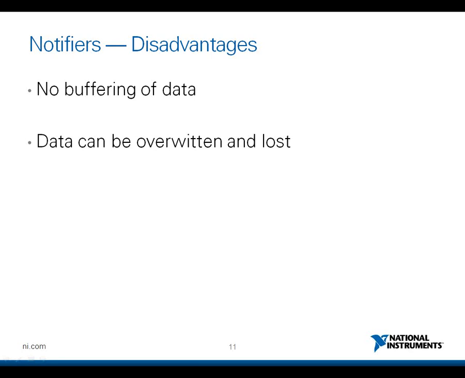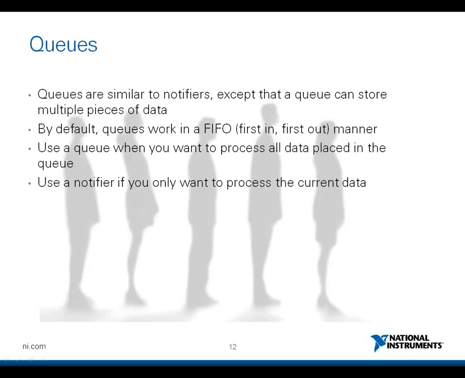This disadvantage can be overcome by the usage of queues. Queues are very similar to notifiers, except that queues can store multiple pieces of data. By default, queues work in a first-in, first-out manner. The queue can be used for any data type, and there's no specific data type for which queues can only be used.